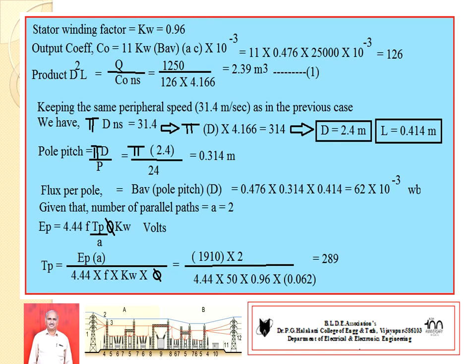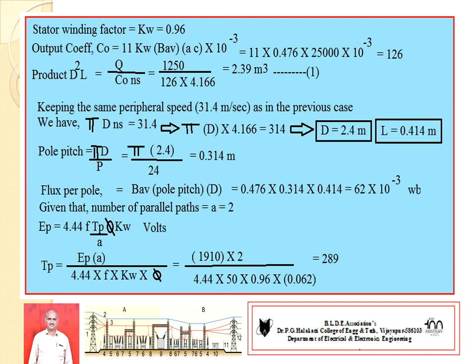Then pole pitch equals pi d by P. Substitute all the values, and we are going to get 0.314 meters. Flux per pole equals B average into pole pitch into D. Here it is a small mistake: you can take B average into pole pitch, it is not D, you make it L. In the previous machine it is available, it is not D, it is L. So you substitute values, and you are going to get 62 into 10 to the power of minus 3 webers.